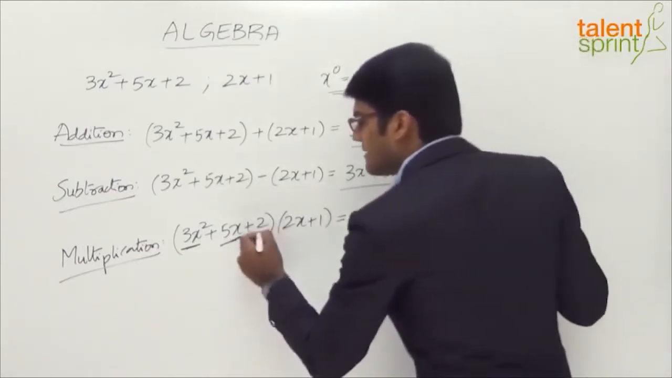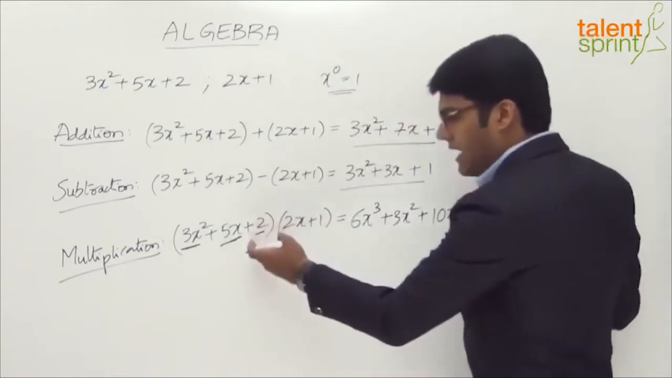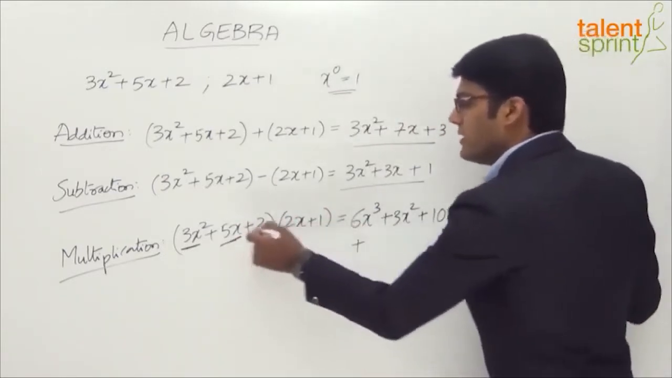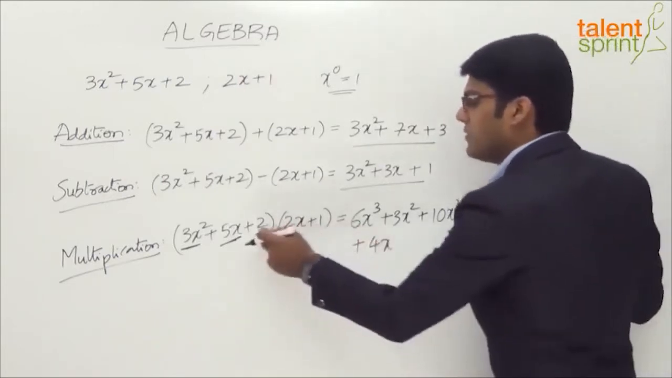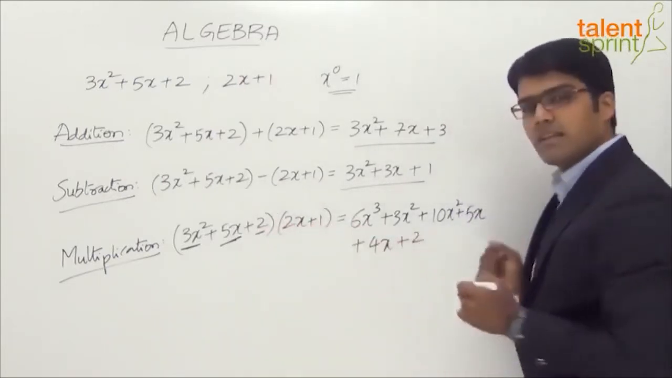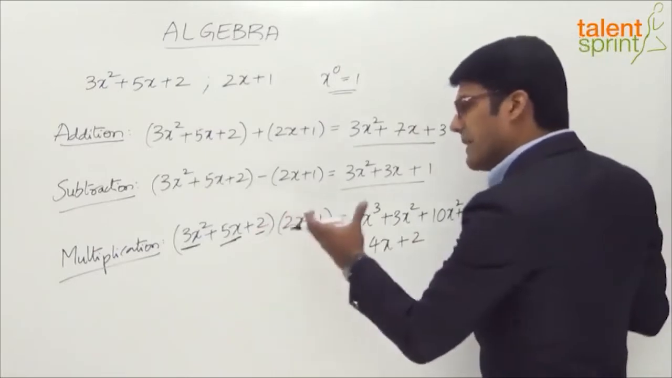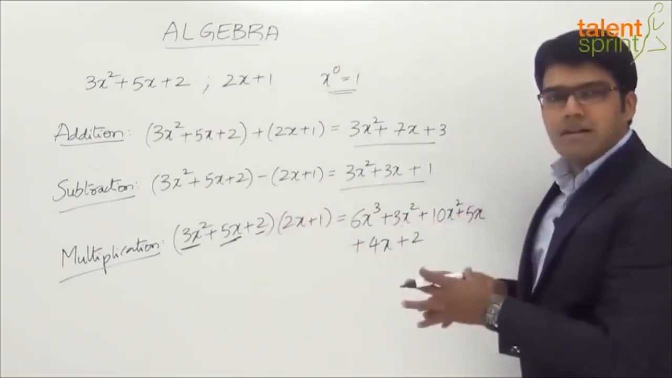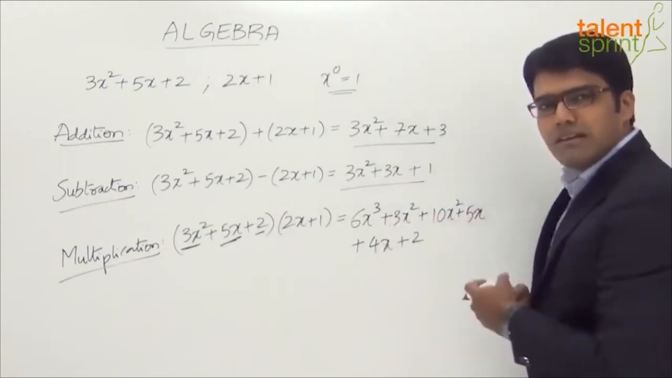And now comes the last term here, which is a constant, right? A number. 2 should be multiplied with 2x plus 1. So 2 into 2x is 4x and 2 into 1 is 2. Now what do we do? Now that we have multiplied each term of both the polynomials, we have to collect similar terms so that this looks to be a little simpler, right?